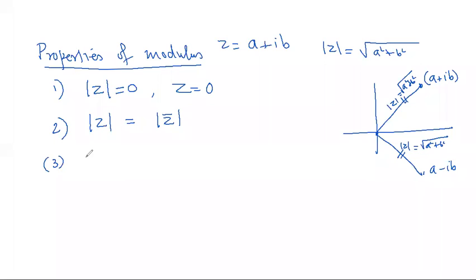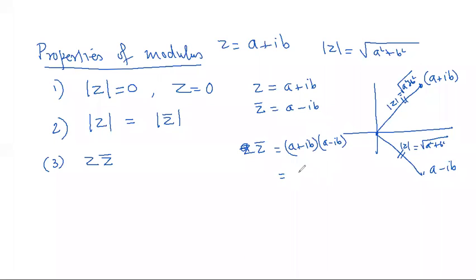Third property. If I multiply a number with its conjugate, what answer will I get? Z is a plus ib. Its conjugate is z bar, a minus ib. If I multiply z with z bar, it is a plus ib into a minus ib, which is a square plus b square. It is modulus z square. Am I right? Yes, sir.